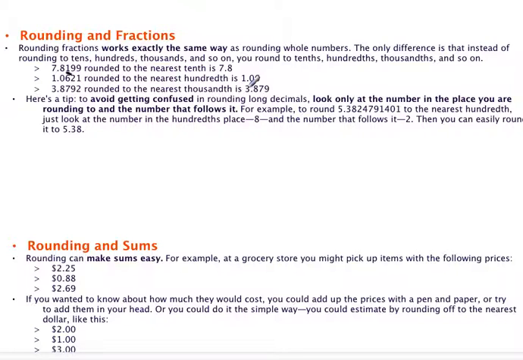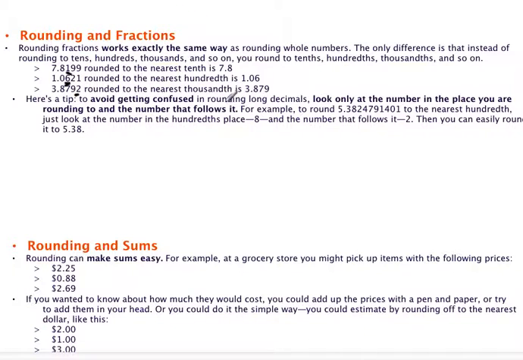1 and 621 10,000ths rounded to the nearest hundredth. So I'm looking at this place right here. That's where I want to round. I see that this number 2 is smaller than 5, so it stays at 1 and 6/100. 3 and 8,792 thousandths rounded to the nearest thousandth. So I want to look at this number right here.